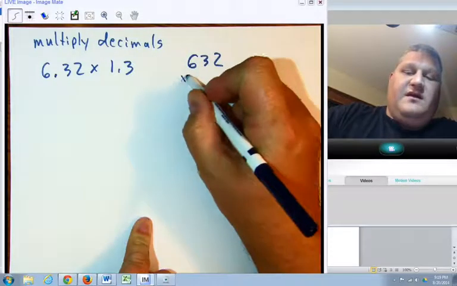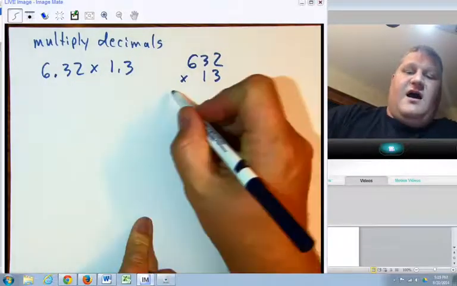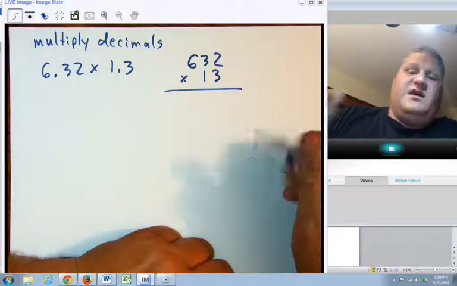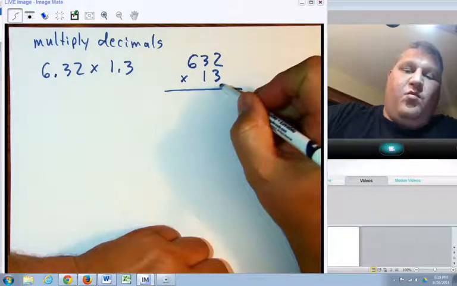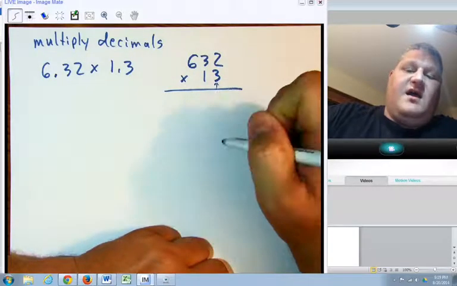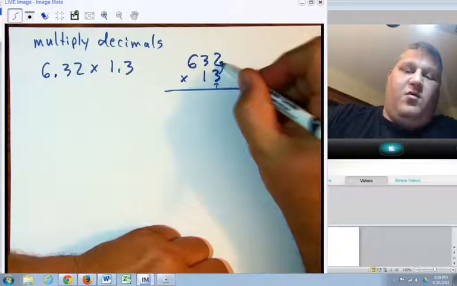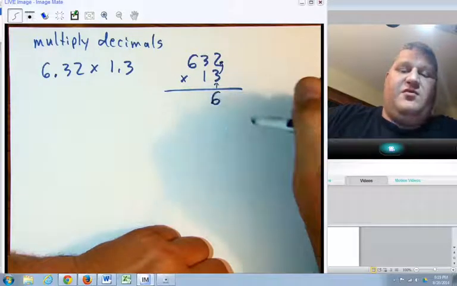632 times 13. So I'm ignoring the decimals right now. I just want to practice my long multiplication. To do that, I've stacked them up vertically. And I have the ones spot right here. I'm going to take that ones spot first times the ones. Well, ones times ones, 3 times 2 is 6. I'm going to put it right here.